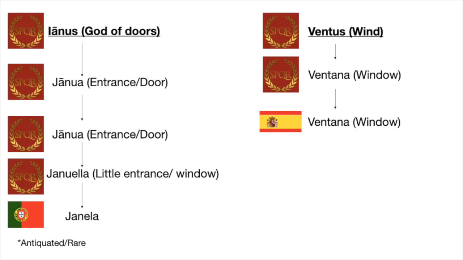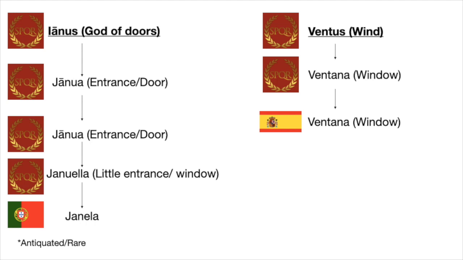Word number 3 is the word for window. The word for window in Portuguese is janela, and the word for window in Spanish is ventana. So those two words come from very different sources. The Spanish word ventana comes from the word for wind, which in Spanish is viento, or in Latin is ventus. And we can see how, again, in English, the word window has more or less the same root, where it comes from wind.